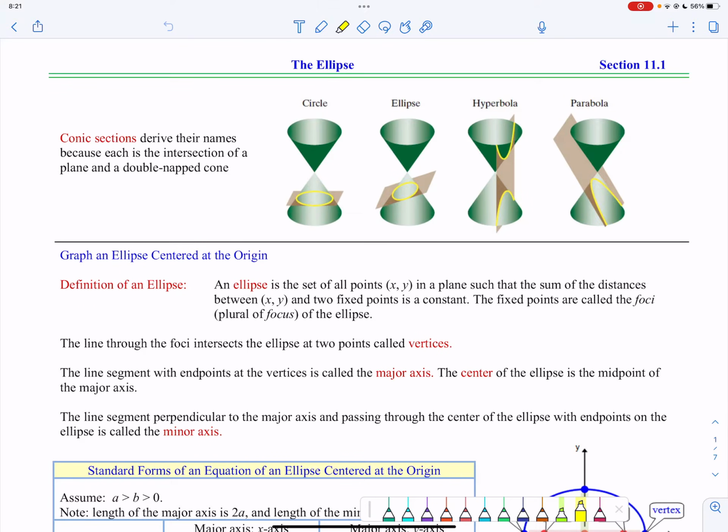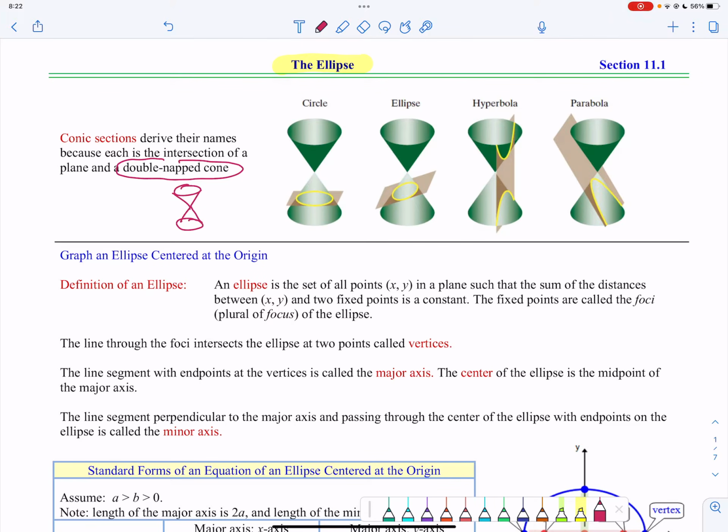This is section 11.1, the ellipse. Let's go ahead and talk about conic sections and how their names were derived. As you can see, what we have is something called a double napped cone. Each one of these is a double napped cone, and that's where these conic sections get their names.